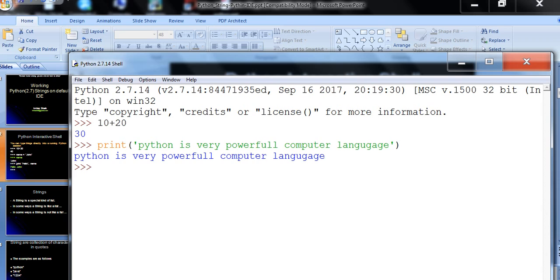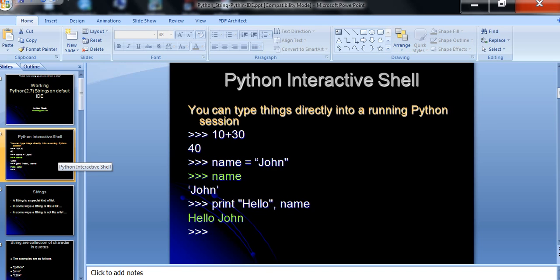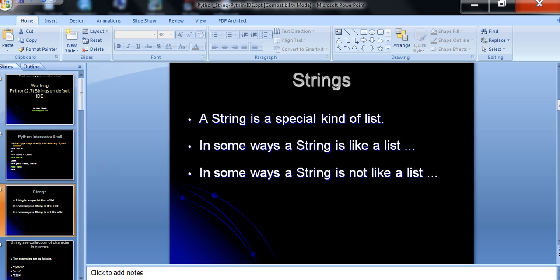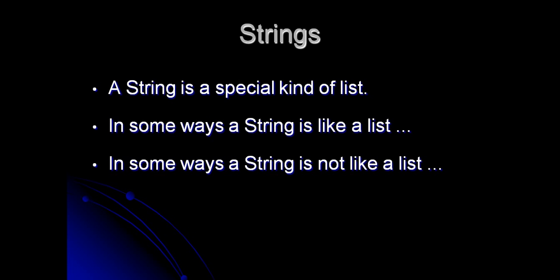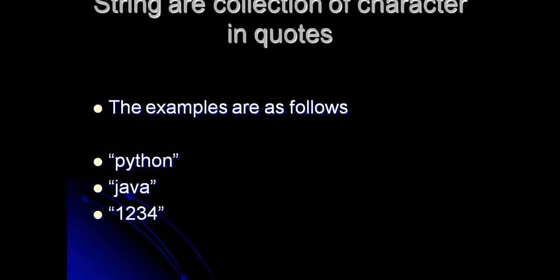So today I'm going to talk about this Python IDE. This is all about the Python IDE, and I'm going to explain what strings are. A string is a special kind of list. In some way it's like a list, and strings are collections of characters in quotes. Whatever you give in quotes, it will treat as a string.